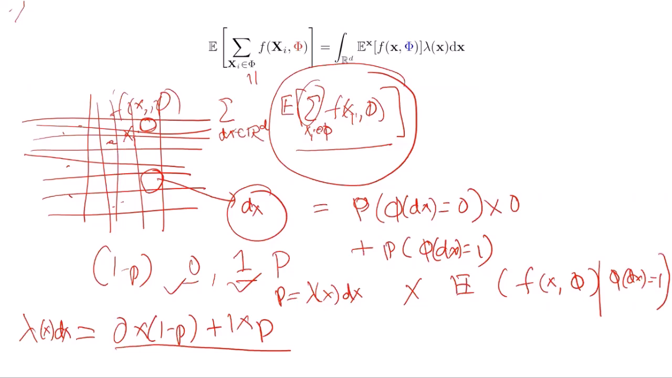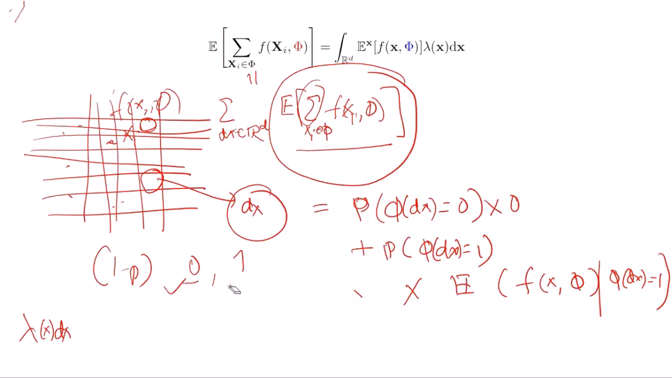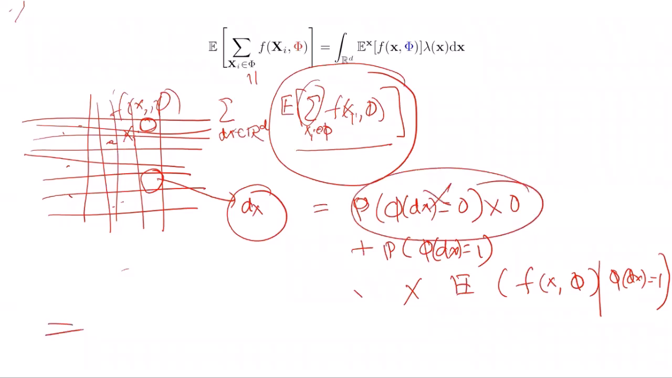And then there would be the case that Φ(dx) is 2, but the probability of that would be very small. So we can ignore that. As ds goes to 0, this probability becomes more and more negligible, so that's why we have excluded it. Now if we look at this, the first part is just 0, and for the second part I have to take the probability that Φ(dx) is 1, which is λ(x)dx, and then multiplied by this expectation.